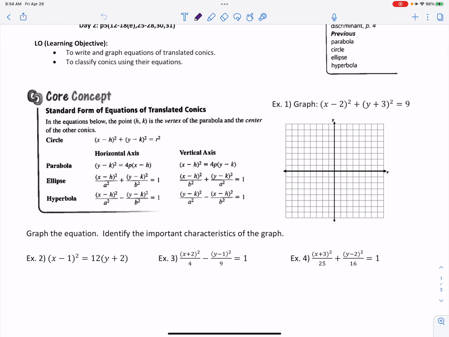The first example is the circle, which we've already shifted, so it's just a review. Center here is at (2, -3). Radius is going to be 3. And so we go to the right 2, down 3, and up 3, right 3, left 3, and down 3. And then we can sketch our circle.